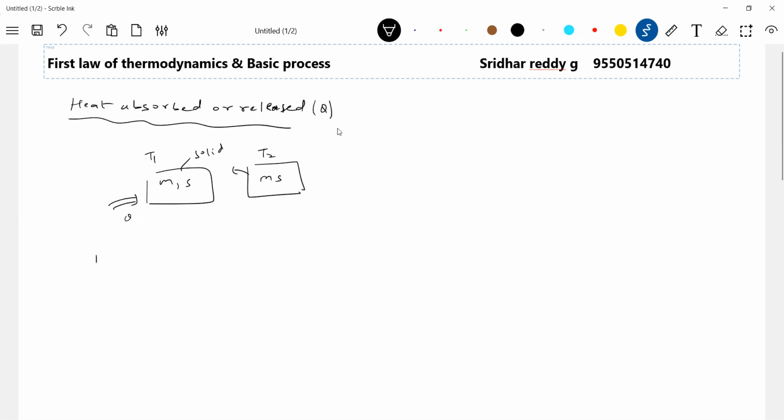So what you're going to write: Q, the heat supplied to the body or heat absorbed by the body, should be equal to m s into T2 minus T1. Here S is the specific heat and m is the mass of the body.